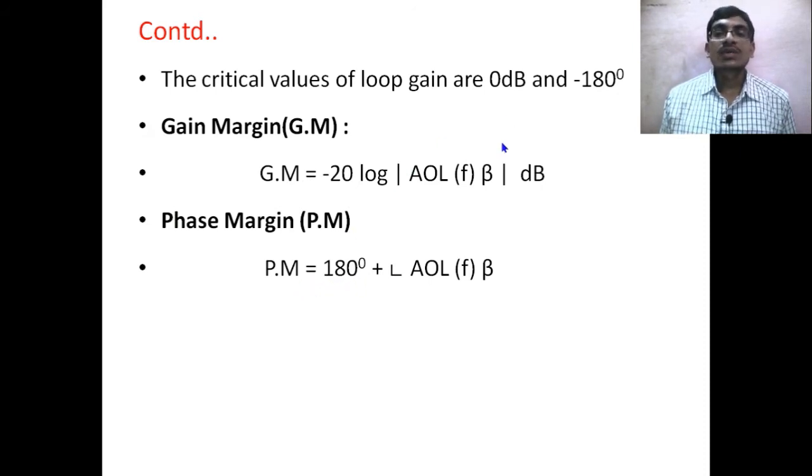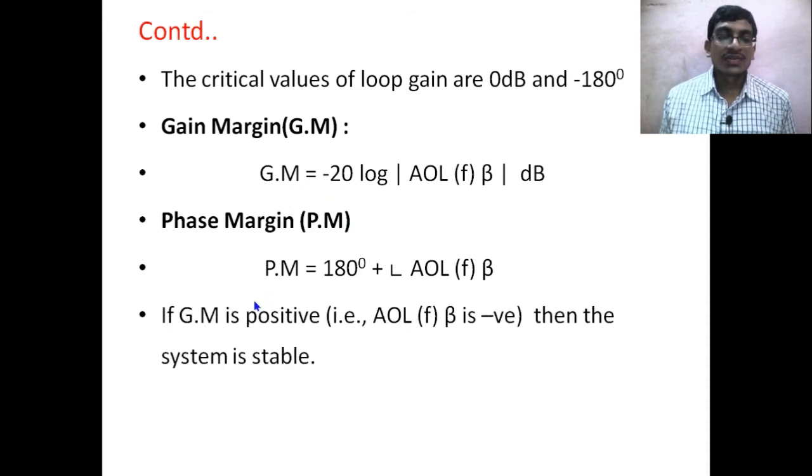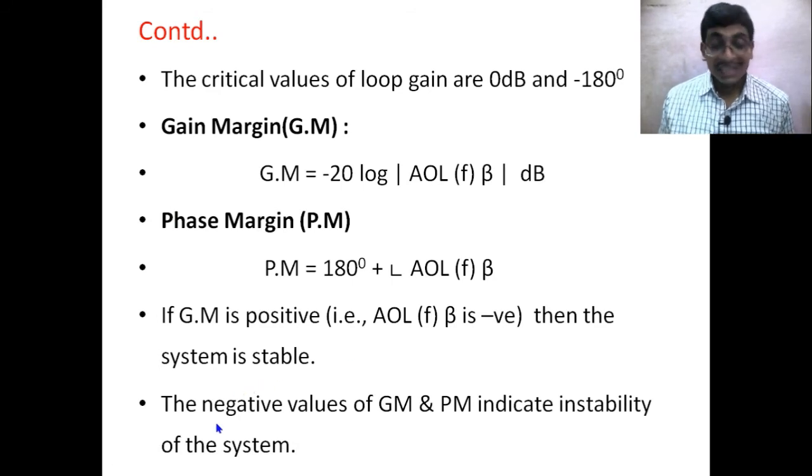Also, if the GM is positive, that is, AOL of beta is negative, then the system is stable. Suppose AOL of F into beta is a negative value, then definitely the GM will be positive. Then our system is a stable one, no problem. The negative values of gain margin and phase margin indicate the instability of the system. If these values are negative, then definitely our system becomes unstable.